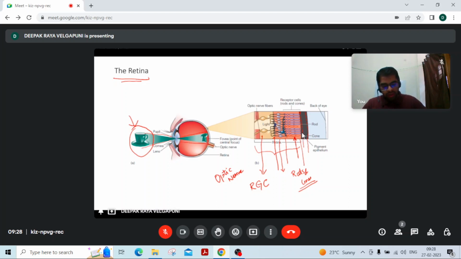So you see here the yellow color. This forms the optic nerve. All these fibers from the retinal ganglion cells combine and form the optic nerve. And at the center of the optic nerve you see a gap, and this is called the blind spot.